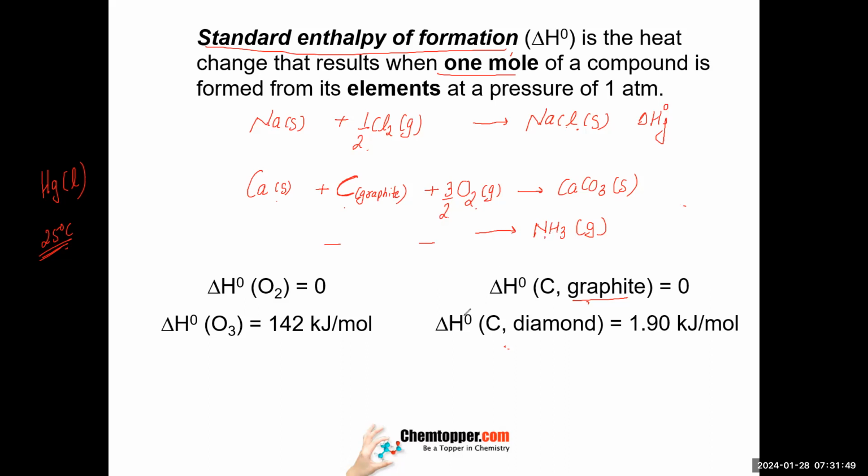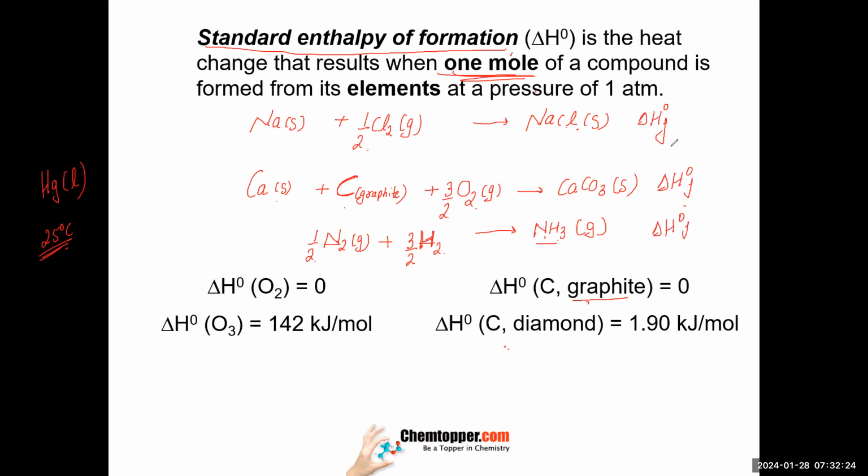Check the elements. Nitrogen. What's the formula of nitrogen? What should I write, N or N2? N2, not N. And it's a gas under normal condition. Plus H or H2? Yes, H2. Balance the equation. 1/2, right? And 3/2. For the 1 mole, by definition, 1 mole. So these are the delta H naught formation equations.